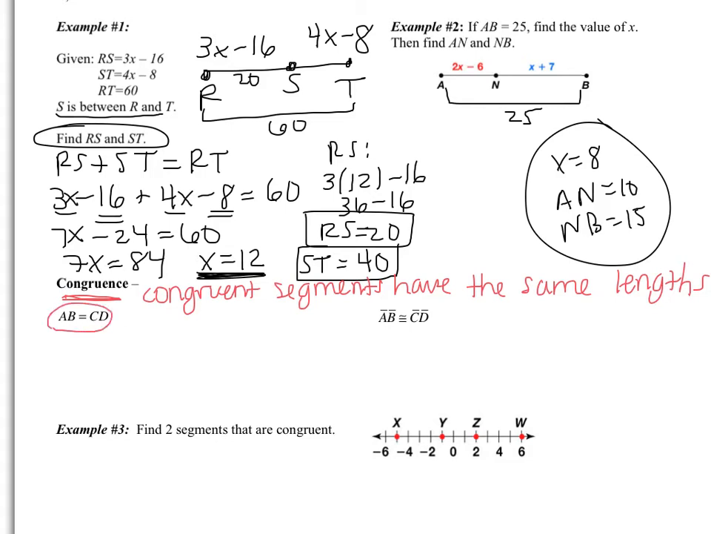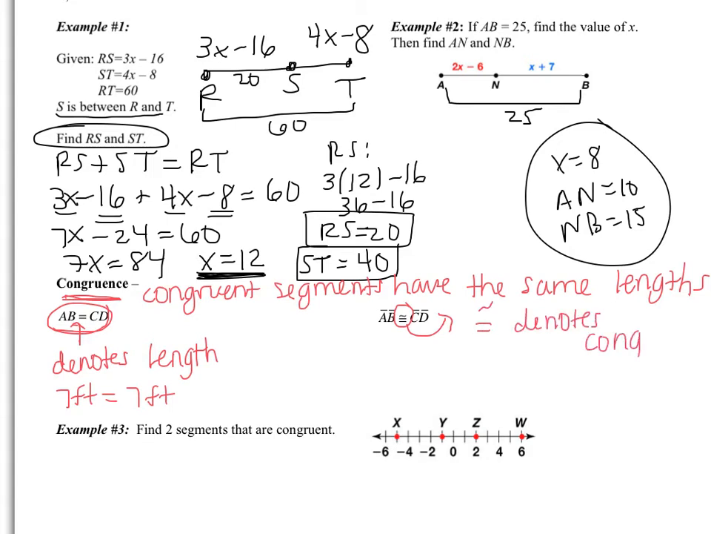So we have a little important point about notation. If you ever see something like this, where we have an equal sign and then two segments, but they don't have the segment bar, this denotes the actual length. So if AB was 7 feet, we would have 7 feet is equal to CD is also 7 feet. That denotes length. This symbol right here, the equal sign with the little tilde, denotes congruence. So putting a line over the top, this is actually referring to the segments.